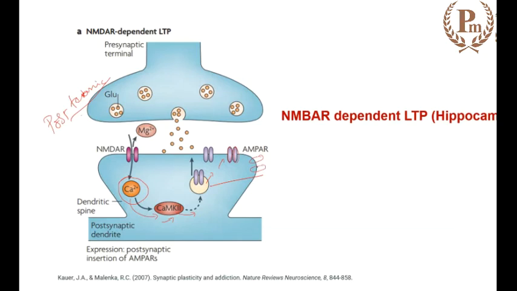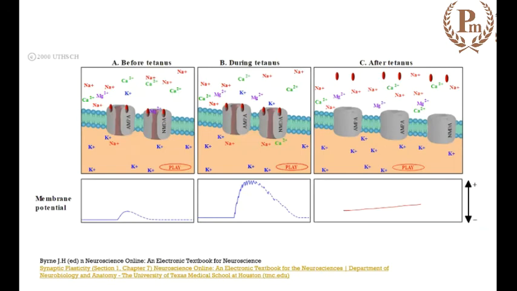So let me repeat once again. What has happened here? We understood before there was no change. Once the glutamate came and bound to AMPA, only AMPA was opened up. There was influx of cation, and this influx of cation caused a small change in EPSP. Good enough. Then what happened during tetanic situation? When you gave the tetanic stimulation, more and more glutamate came and bound to AMPA. There was more influx of sodium ions.